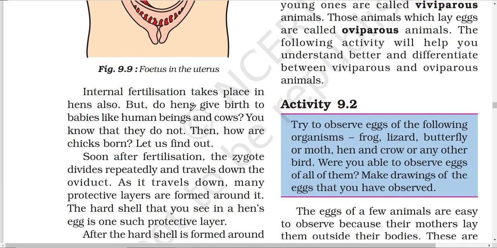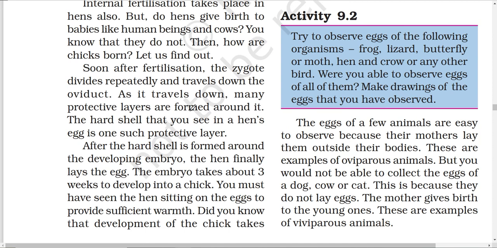Now, internal fertilization, as I have already told. Hens do internal fertilization, though they release eggs. But how is this egg formed? By the fertilization of the male and female gamete only.